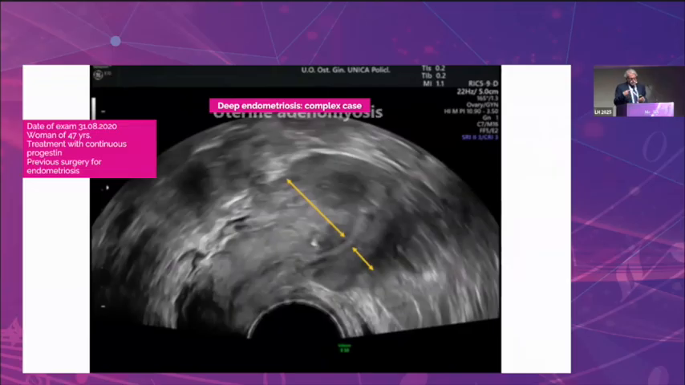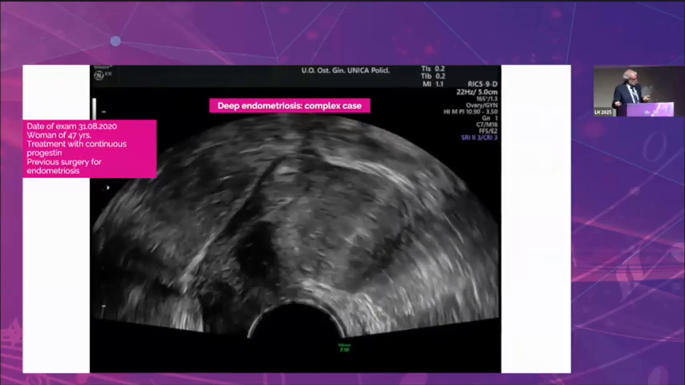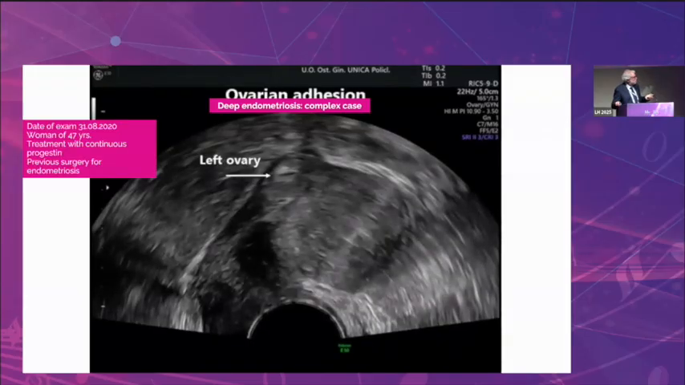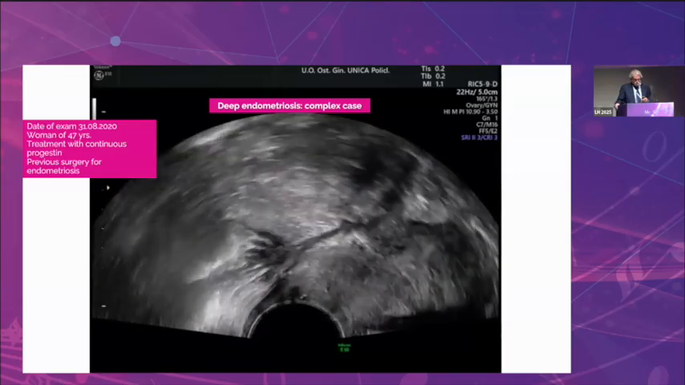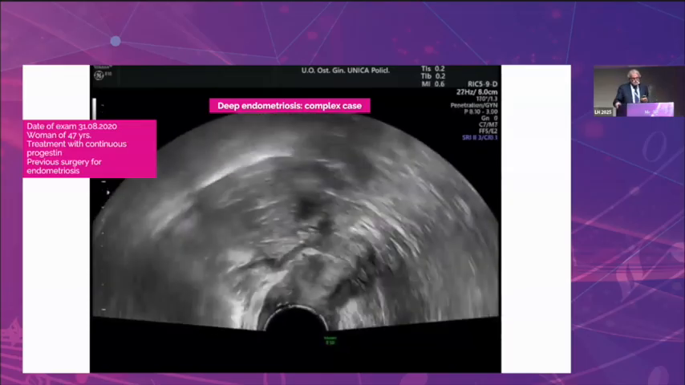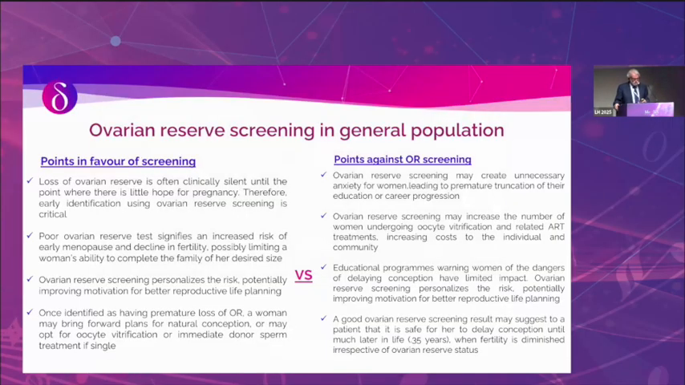And I move to the next slide, just to show the presence of this ovary. This is not a normal ovary, okay? It's not in the right position. It is stuck to the uterus for the presence of adhesion. And this is the dramatic effect.